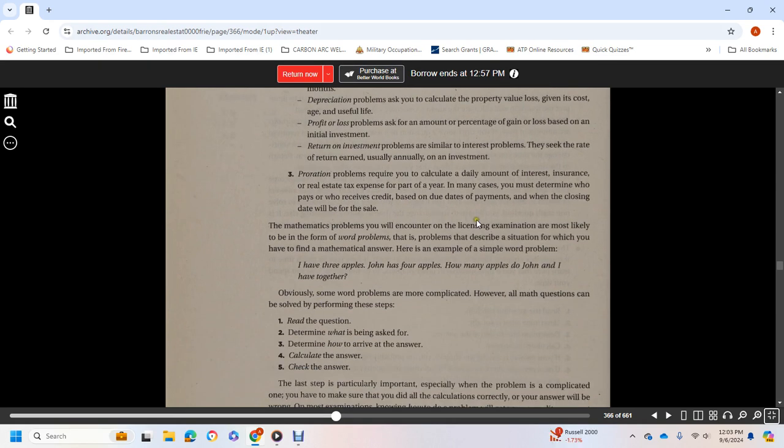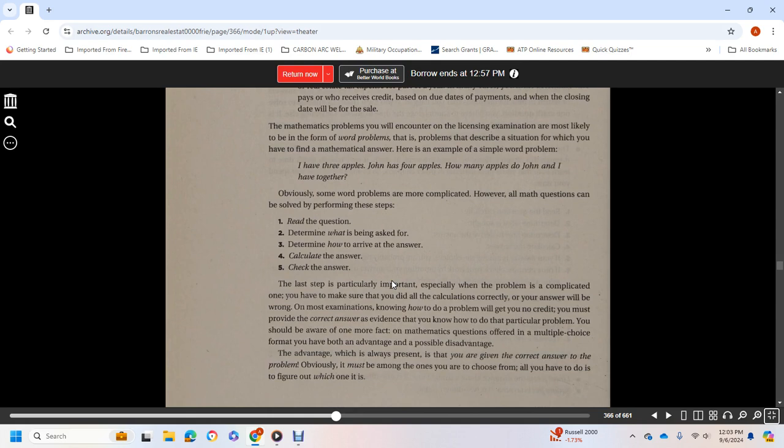Mathematical problems will appear on the license examination most likely in the form of word problems. The problems describe a situation for which you must find a mathematical answer. Here's an example in simple words. I have three apples. John has 4. How many apples do John and I have together? Obviously, some of the word problems are complicated. However, all the math questions can be solved by performing these steps: read the question, determine what is being asked for, determine how to arrive at the answer, and calculate the answer.